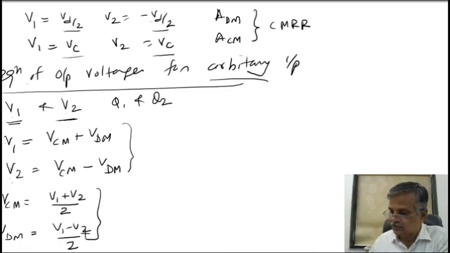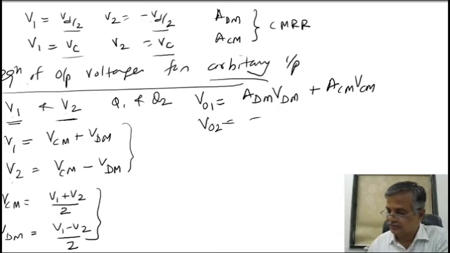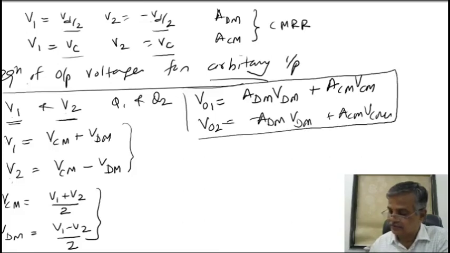The equation of the output voltage for transistor 1 can be written as ADM VDM plus ACM VCM. For the output voltage of transistor 2, minus ADM VDM plus ACM VCM. This equation we have derived in the last semester. You must have remembered this equation we have derived.